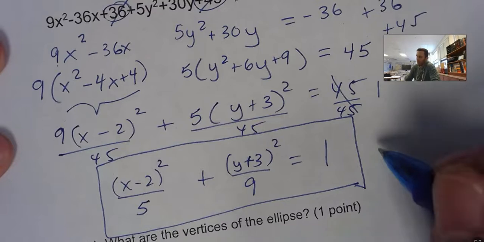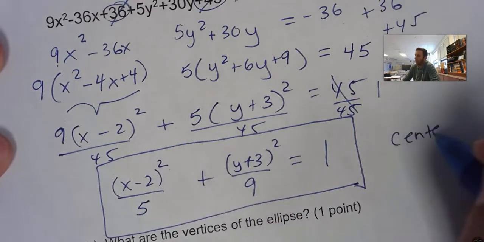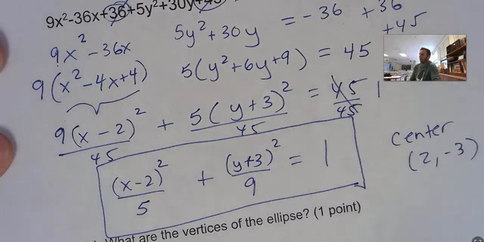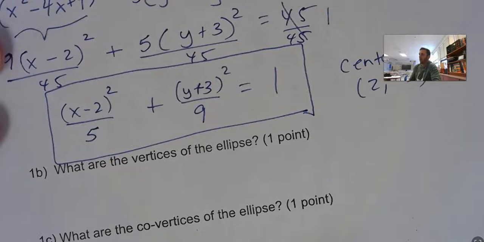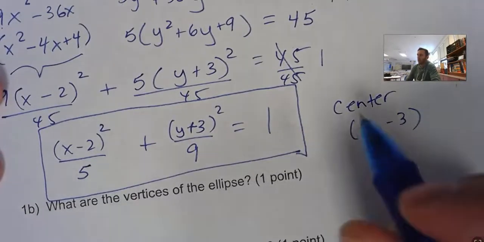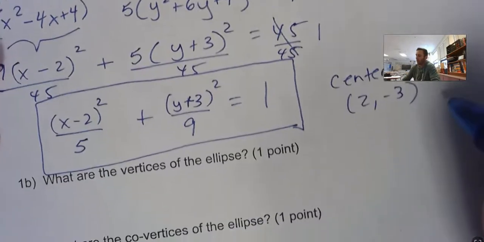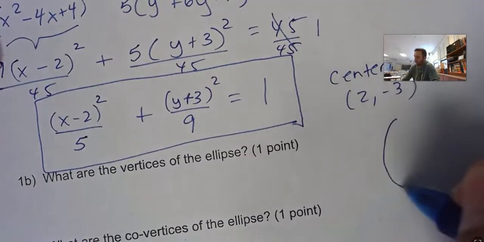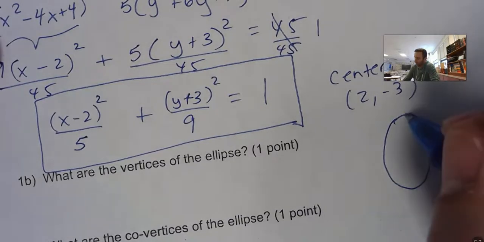Also to note, the center would be at positive 2, negative 3. That'll actually help us later. All right, so what are the vertices of the ellipse? The ellipse is stretched more up and down because the 9 is bigger than the 5. So I know my ellipse is going to look, maybe not exactly like this, but more long than it is wide. So the vertices would be here and here.